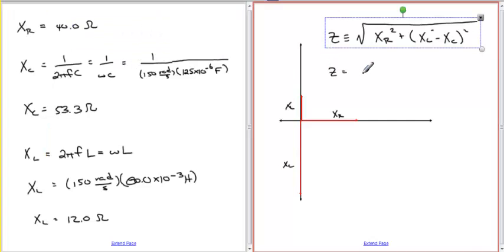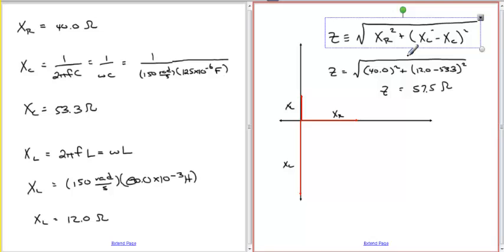Okay, so there you go. So we get the square root of the 40 ohms squared, plus we take X sub L, which is 12 ohms, minus X sub C, which is 53.3 ohms, and we square that. So we square the ohms, we take the square root, we get ohms. So we'll have 40 squared plus 12 minus 53.3, quantity squared, and then we'll take the square root. It's going to be on the order of magnitude of these. So we get 57.5 ohms. So that's the combined effect on the final waveform.